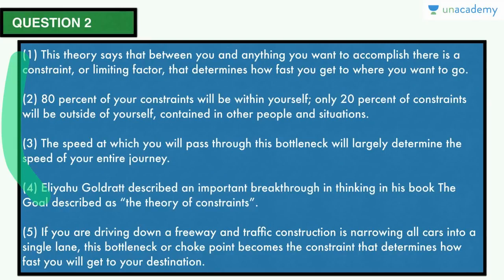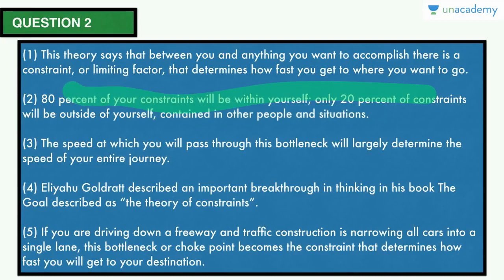This theory says that between you and anything you want to accomplish, there is a constraint or a limiting factor, which is the bottleneck, that determines how fast you get to where you want to go. Then can you go to 3? The speed at which you will pass through this bottleneck. Which bottleneck? Limiting factor will largely determine the speed of your journey. 80% of your constraints will be within yourself. Why do you want to talk about where the constraints are?